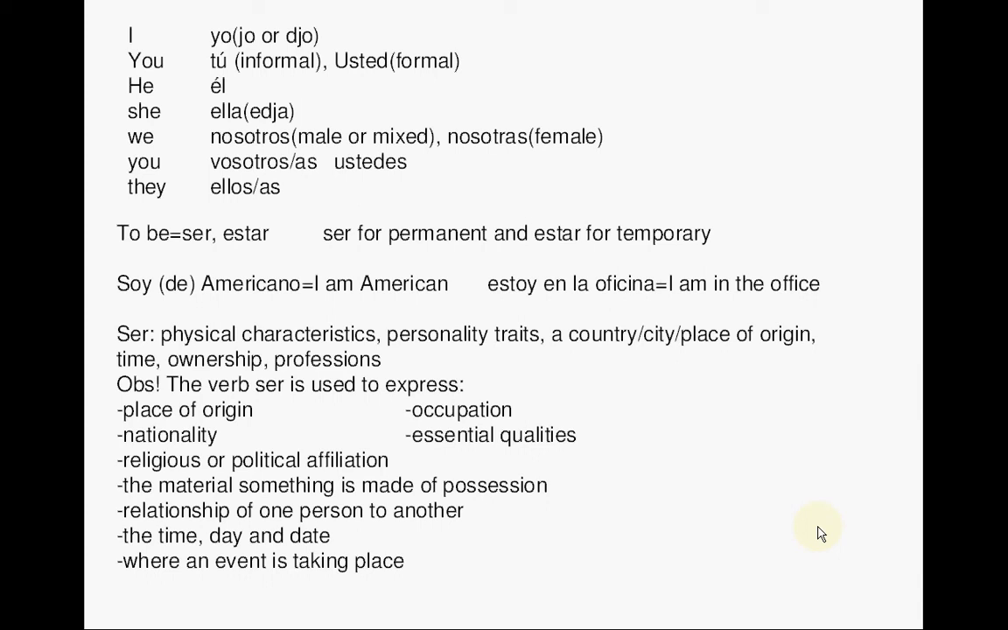He is él. She is ella. We is nosotros, when it is for male, masculine, or a mix of masculine and feminine. And nosotras is for feminine or female. You, vosotros or vosotras for informal, and for formal, ustedes. They is ellos or ellas.